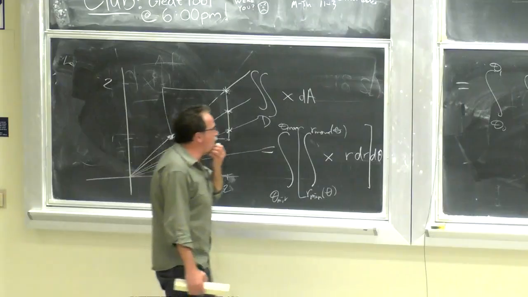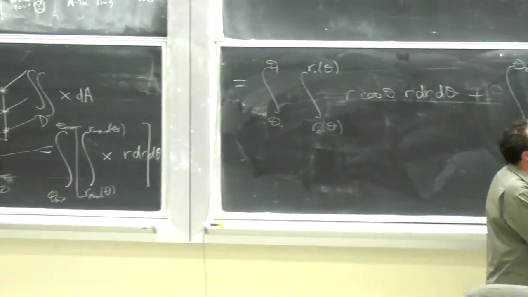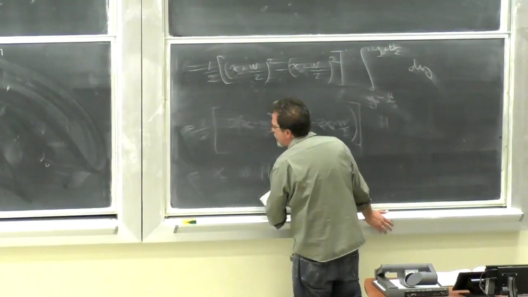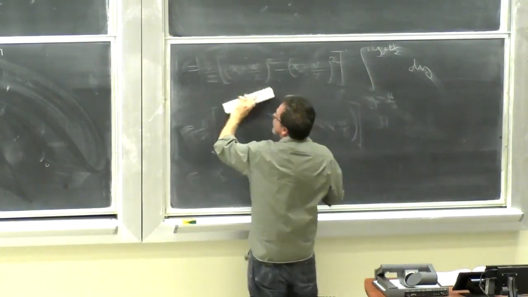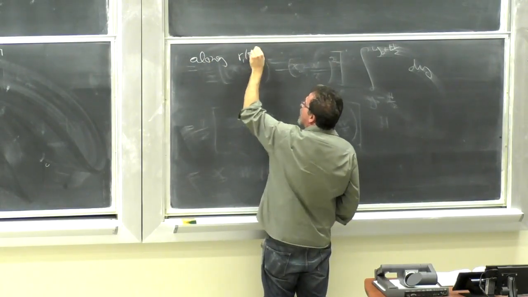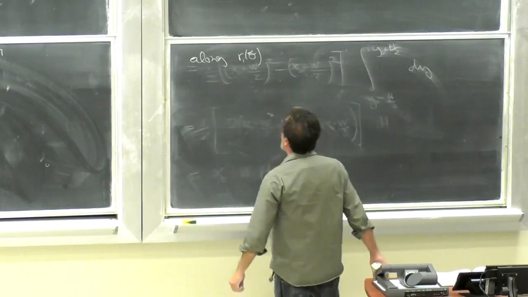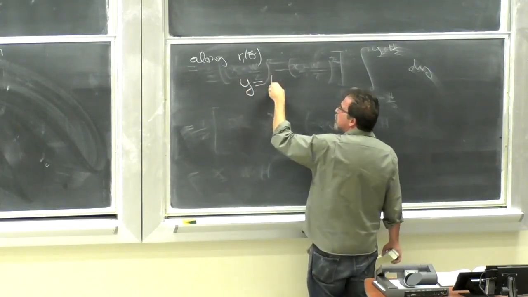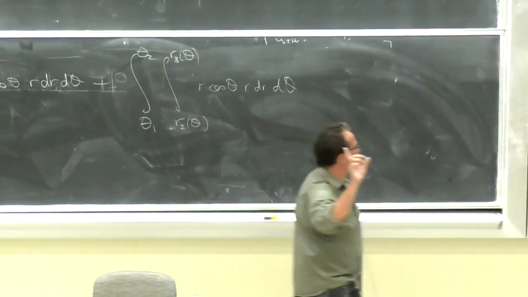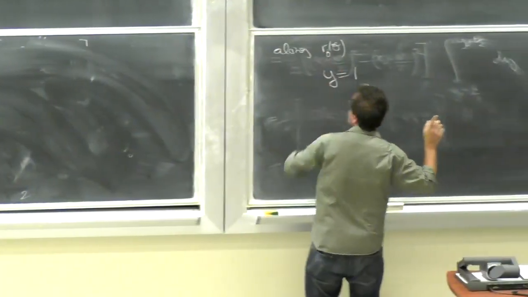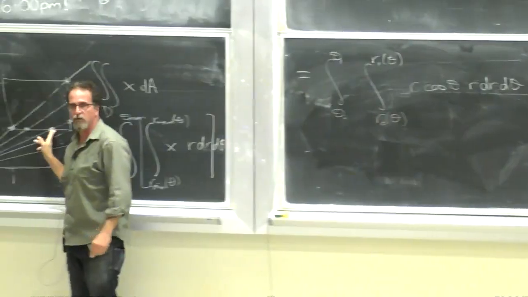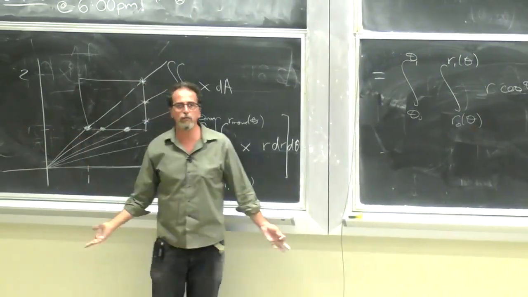So what you need to know is what these curves are. And to get those curves, you have a Cartesian representation of those curves. So along r0 of theta, which is the lower boundary, what we have is y equals 1. Wait, that's r0 of theta. Stop. r0 of theta. That's the lower one here. That's the curve over here. This is the curve y equals 1.